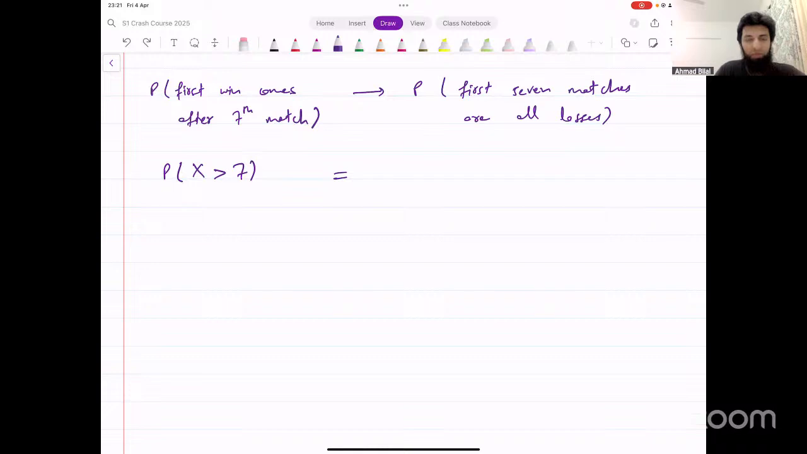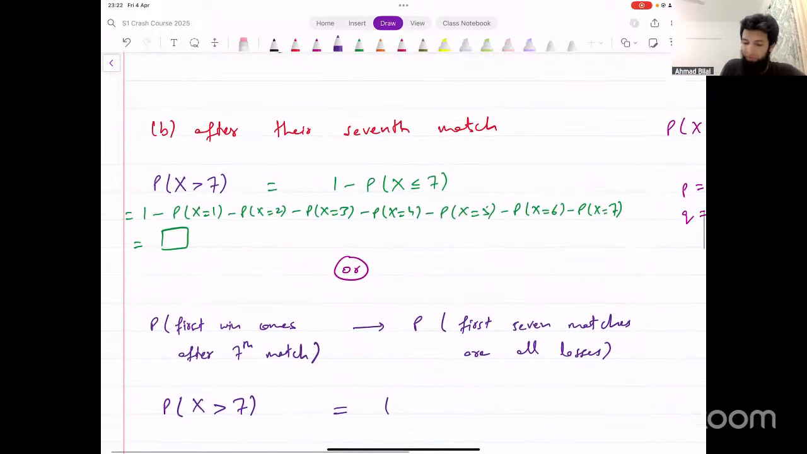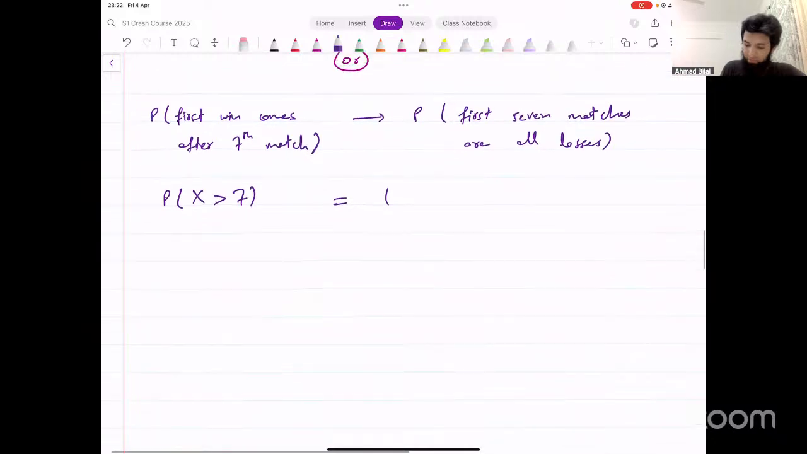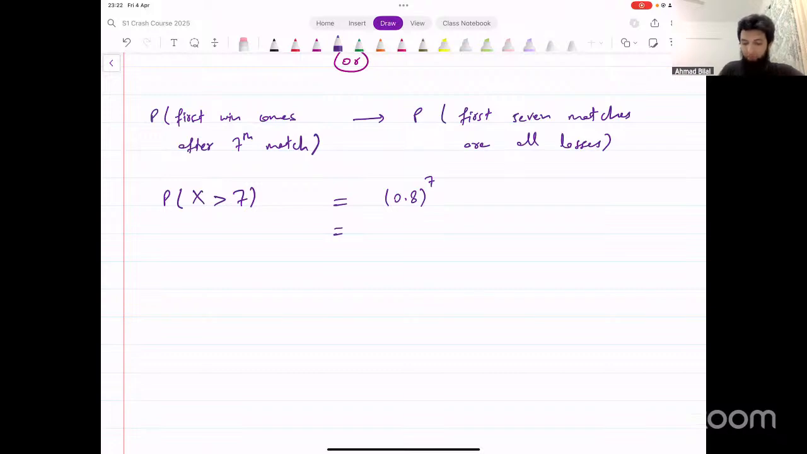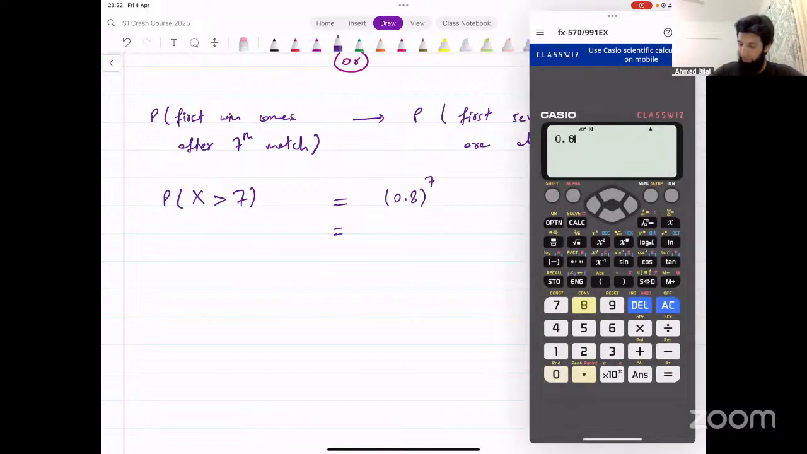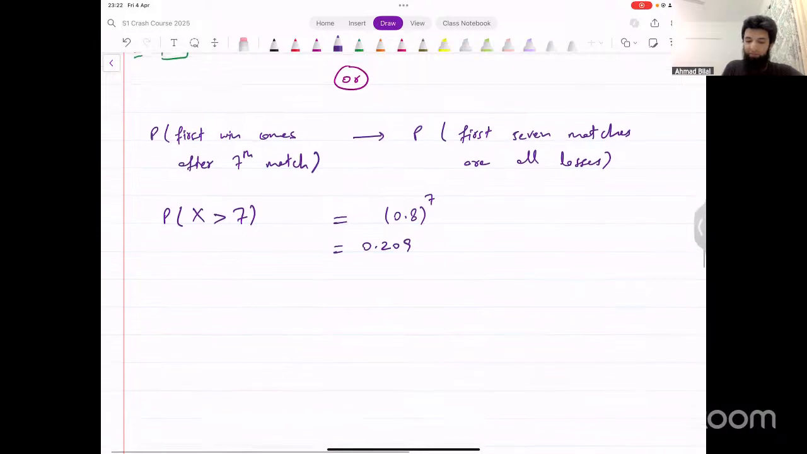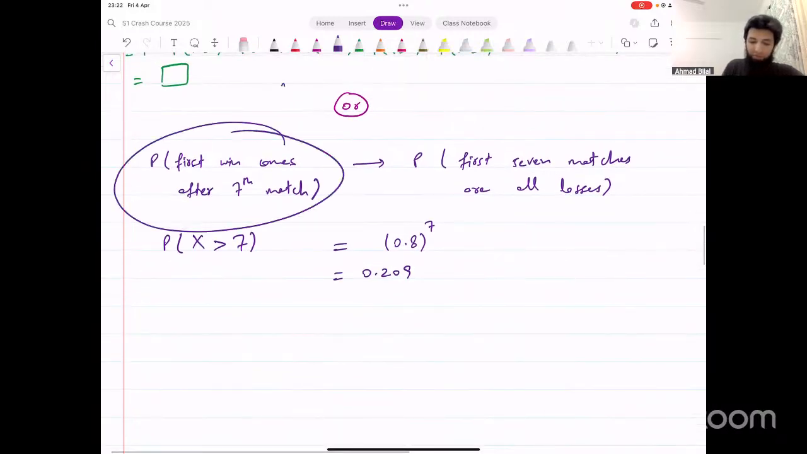What would that be? You lose the first match, you lose the second, lose the third, lose the fourth. That's basically the probability of losing the first match was 0.8. You lose the first 7 matches, that's 0.8 raised to power 7. And that should give you the result directly. 0.8 raised to power 7 is 0.209. That's the value for this probability.